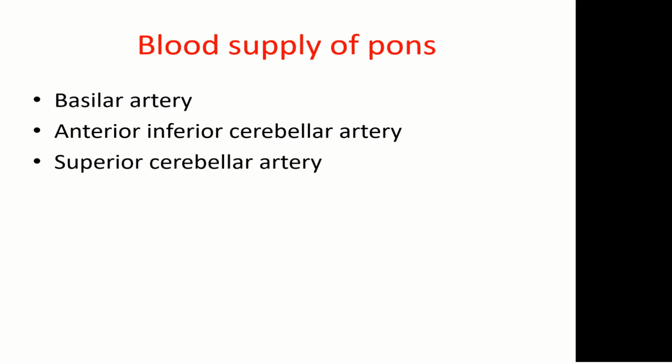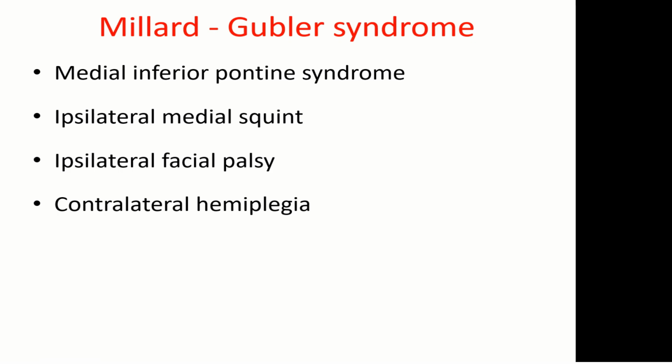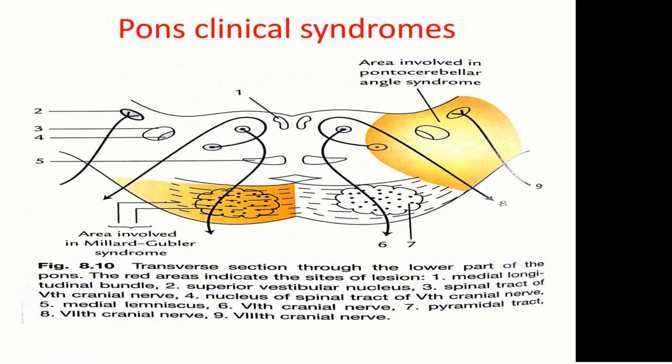In addition to that, there will be additional supply from the anterior inferior cerebellar artery and superior cerebellar artery. So coming to the clinical symptoms, Millard-Gubler syndrome: as you can see, this is the area involved. As I said earlier, simple logic: it is gray matter, white matter, what is its function, and what happens if it gets affected. Let us see what gray matter and white matter are affected here.